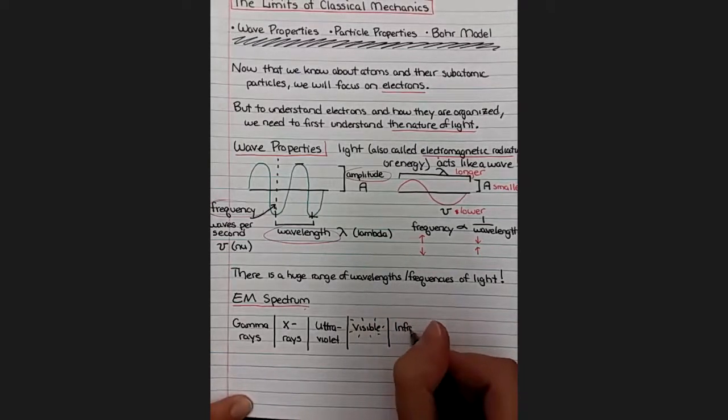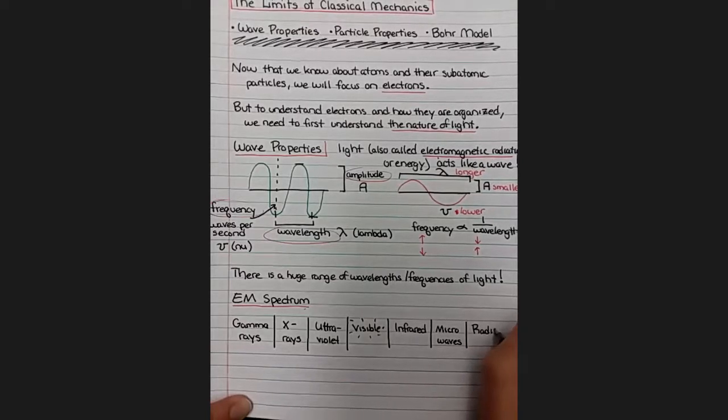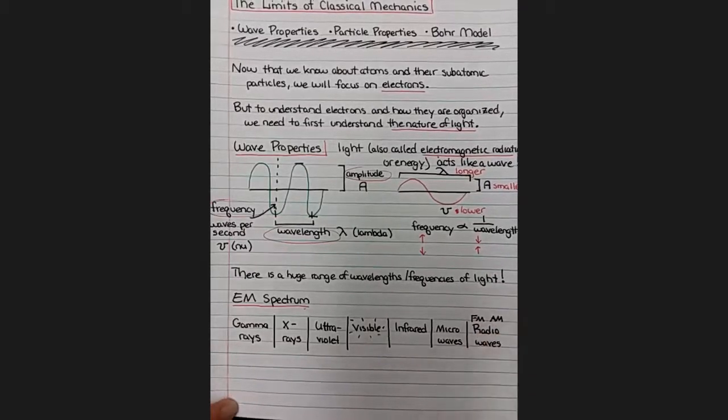Infrared light, energy that makes you feel warm. Microwaves, like you use to heat your food. And radio waves at the low end. With FM waves coming first, and then AM waves.